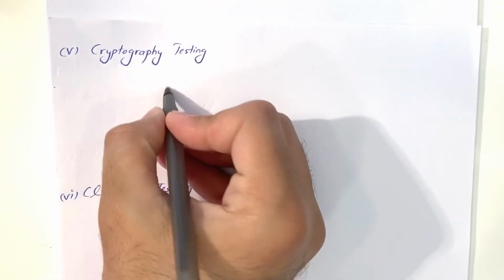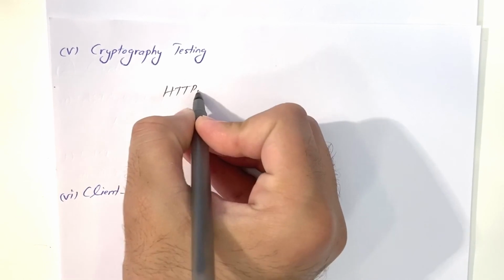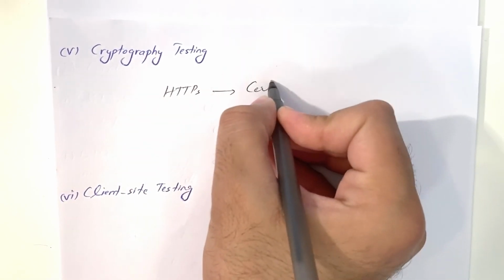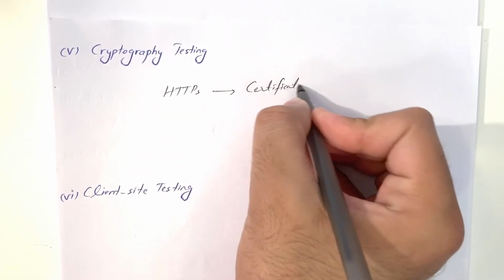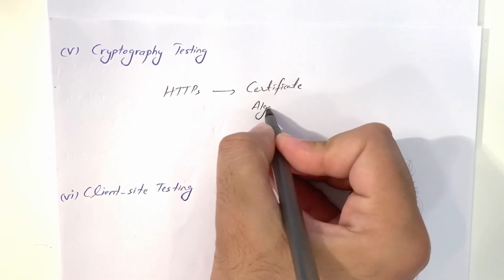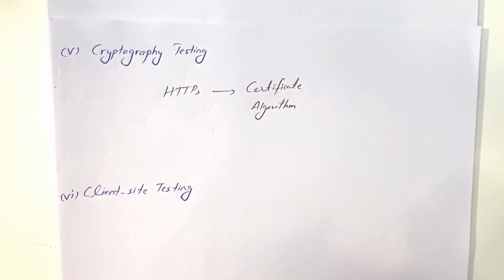Next is the cryptography testing. We need to test the HTTPS, the certificate, need to get the certificate. Algorithm testing, like cracking of algorithm, just finding vulnerabilities of the algorithm and seeing whether it can be cracked or not. Last is the client-side testing.